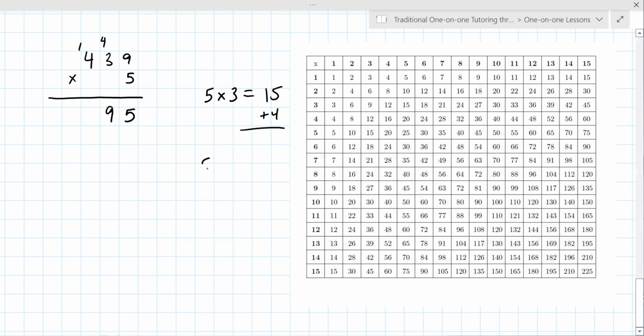So now you multiply 5 times 4. What is 5 times 4? 20. Use your table here, right? 5, and then you find the 4. And then you add the carry. The carry is 1 this time. 21. So this time, because there are no more numbers, you just put the result there.